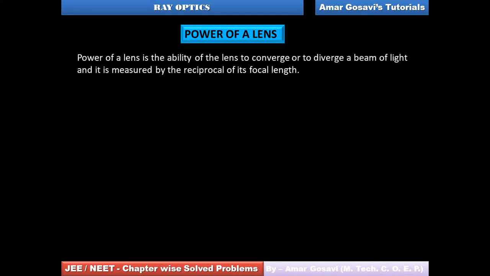Yeah. Now let's talk about the power of these lenses. How we estimate the power of a lens. So this is a very interesting and important feature of a lens basically. Can we say it is the ability of the lens to converge or diverge? To what degree it converges the rays, or to what degree it diverges the rays of light? Basically, that is being considered under this topic, power of lens.